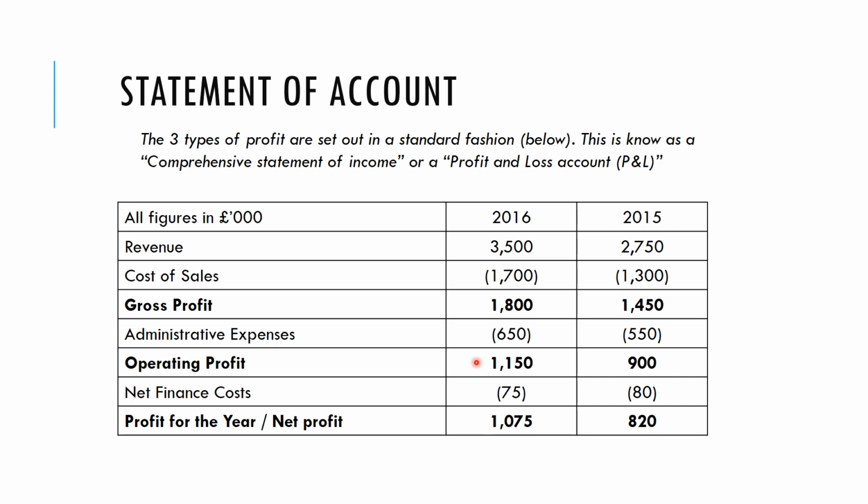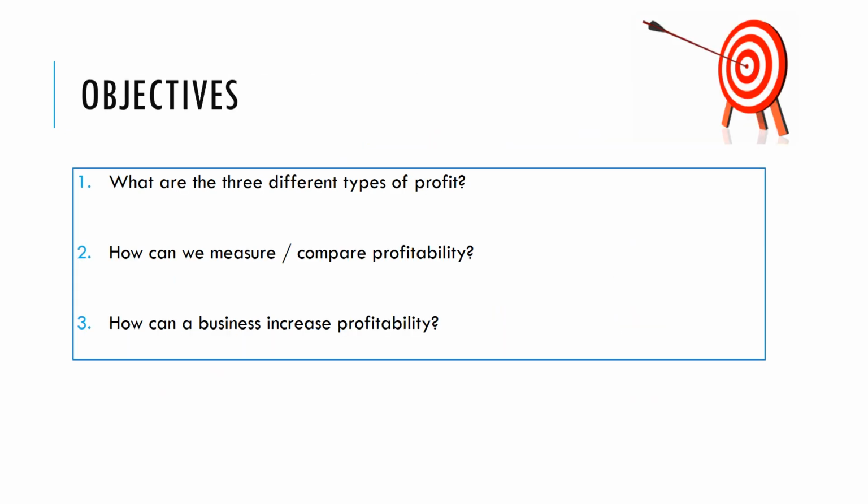Again, the business might have some exceptional items, for example, financing costs. And if we take those off, we get the final level of profit for the year, or net profit. And if you look up any financial report from any well-known business, you will see a statement of accounts, a P&L, that is set out in this format. So we looked at the three different types of profit. We're now going to move on to profitability.